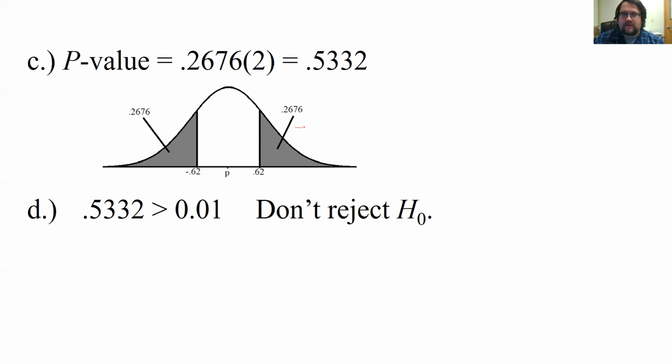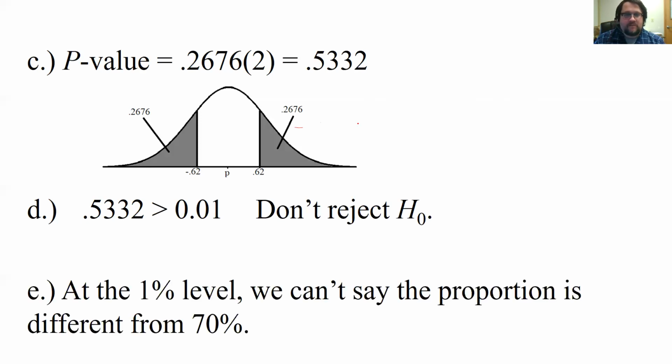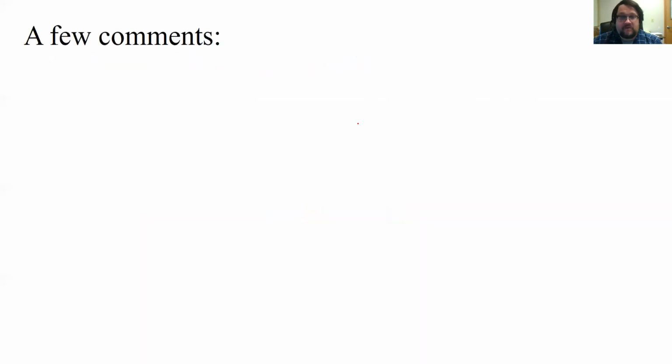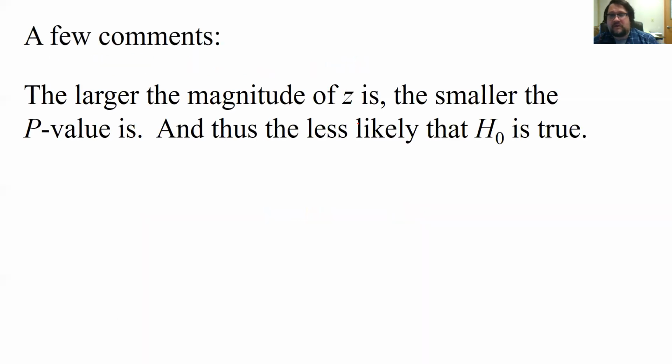So with that two-tailed test, you're going to have to double that value, just like we did in 8.1. Okay. And so, nope, can't say it's different. Can't say it's different. It might be. Again, we just don't have any evidence to say it is. All right, so a few comments.